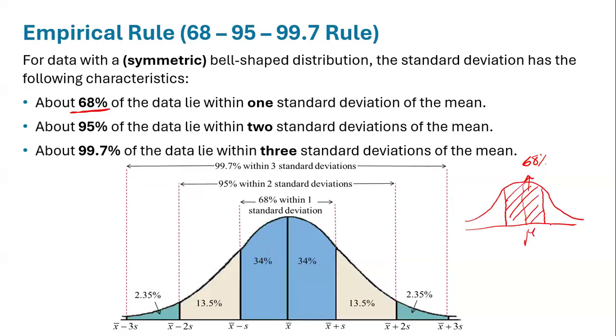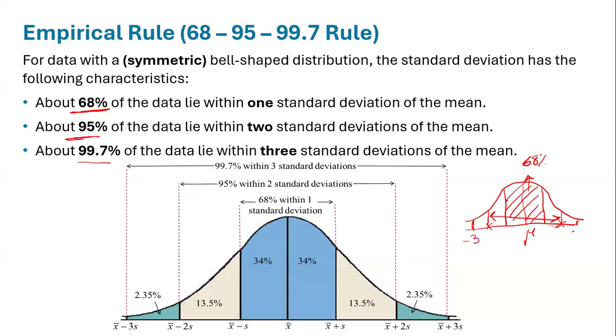If you keep adding another standard deviation, this rule tells me 95% of data falls within 2 standard deviations. That means from this point to this point. And 99.7% of data lie within 3 standard deviations. And as you see, 99.7 is so close to 100. That means almost all of the numbers are within 3 standard deviations of the mean.